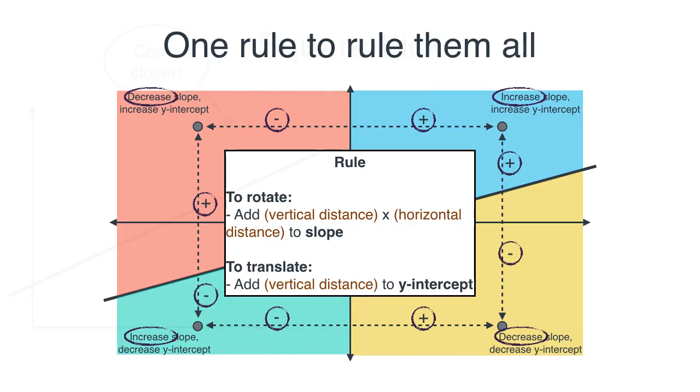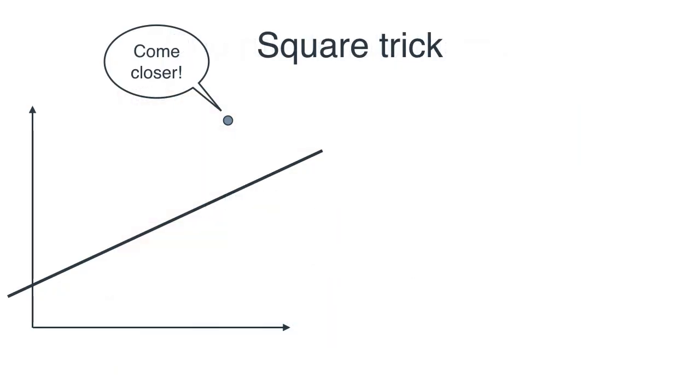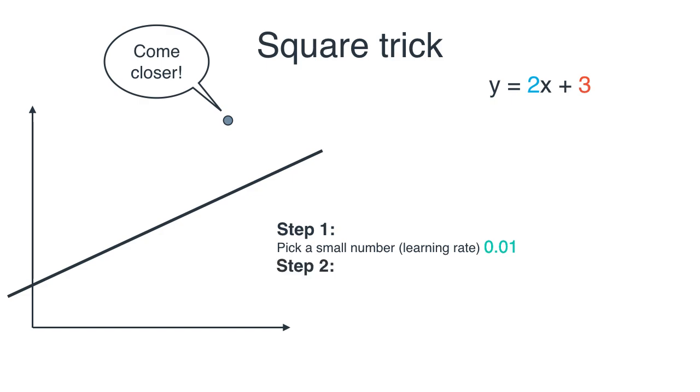Let me summarize this here. So again, we have our line, our point, and the point says come closer. And recall that the line has equation y equals 2x plus 3. So this is what I call the square trick, and it's a trick to move the line closer to a point. So step 1, we're going to pick a small number, which is the learning rate, just like before. And my favorite small number, let's say it's 0.01. And in step 2, we're going to modify the slope and the y-intercept in a way that will help us.